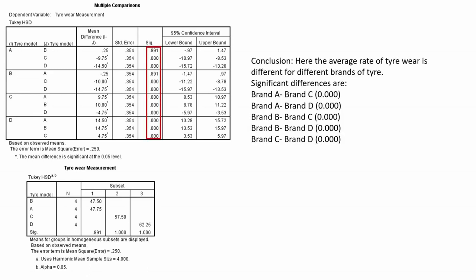Here it is also written that brand A, C, A, D, B, C, B, D and C, D all are significantly different from each other except for model A and model B. So this is how we do Latin square design in IBM SPSS software and conclude it.